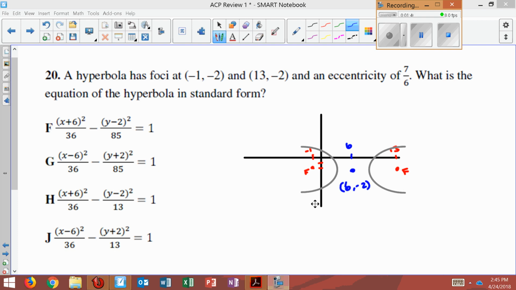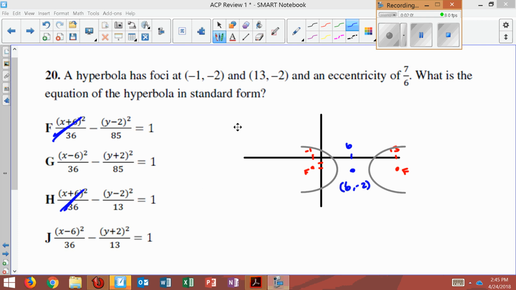Now, if that's the case, when they go in parentheses with the x and y, the values will flip. So instead of +6, we're going to look for x minus 6. So this option is out, and this option is out. Only these two remain. And then we need to be down 2, so we need to have +2. So we're still good there.